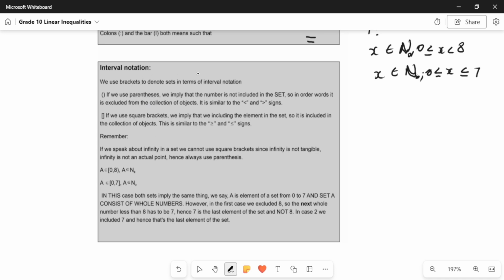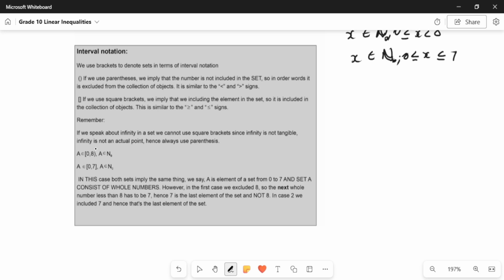Understood? What do these mean? If you use parentheses, we imply that the number is not included in the set. In other words, it is excluded from the collection of objects. It is very similar to the less than sign or the greater than sign. If we use square brackets, we imply that we're including the element in the set. So it is included in the collection of objects. This is very similar to the greater than or equal to sign and less than or equal to sign.